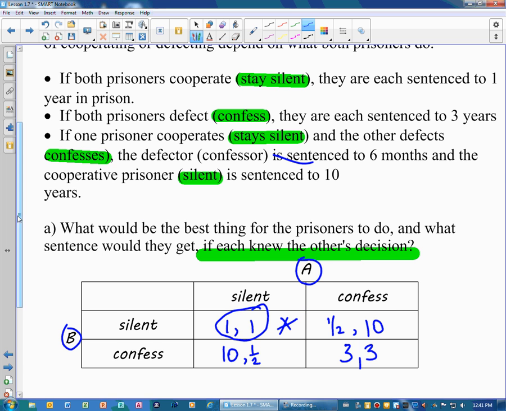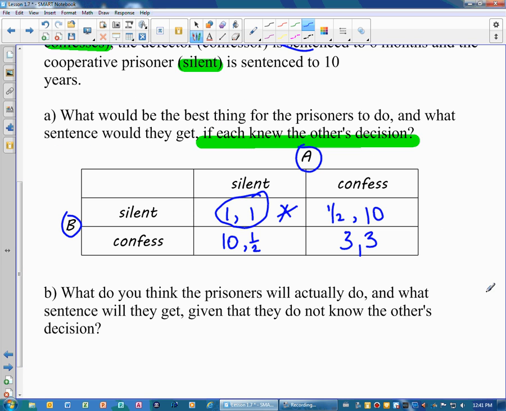But B says, what do you think they will actually do? And what sentence will they get given that they do not know each other's decision? So looking at the table, what do you think that they would actually do? Okay, so remember, they're segregated from each other. They don't know what each other's going to think. They already sort of are unsavory people because they're prisoners. They've done a crime. So do you really think that they can trust each other? So what do you think that the prisoners will actually do?